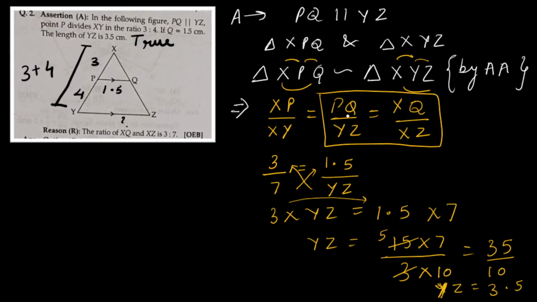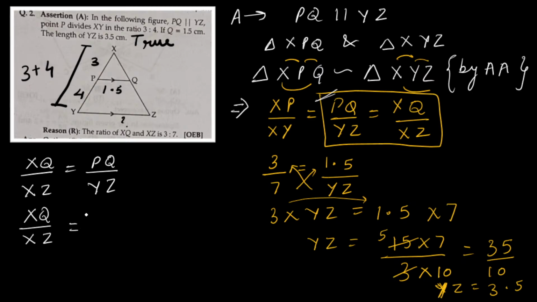I'm just using XQ by XZ is equal to PQ by YZ. Okay, because I have to find this ratio, so the last two I am using. So XQ by XZ is equal to PQ by YZ. PQ's value is 1.5 and YZ just now we have found as 3.5. We can remove decimals from here.